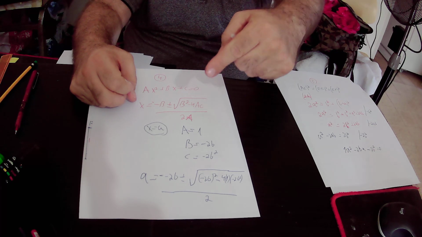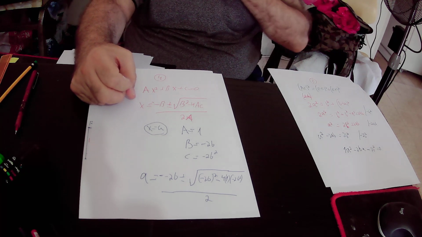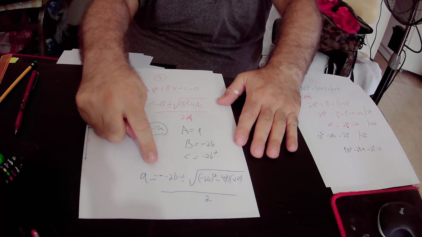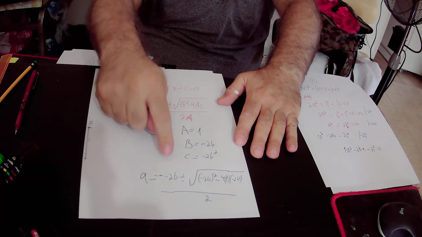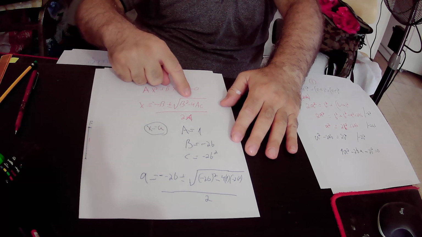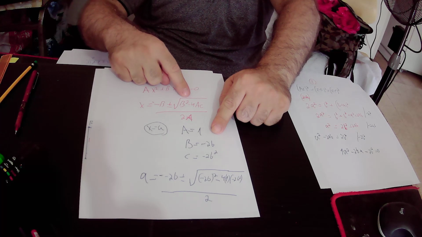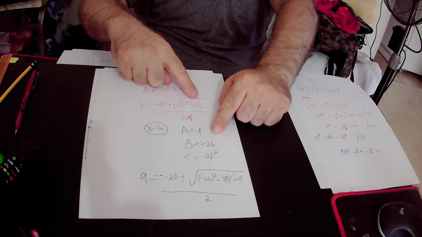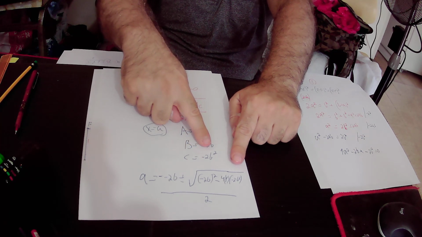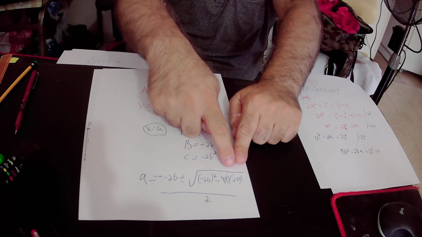We know that x is the variable of our quadratic equation, so we substitute x by a. a equals minus b. Minus b is minus minus 2b, which is plus 2b. Plus minus root of b squared, where b equals minus 2b, so b squared is minus 2b squared, minus 4 times a times c. a is 1, and c is minus 2b squared, so it is minus 4 times 1 times minus 2b squared.